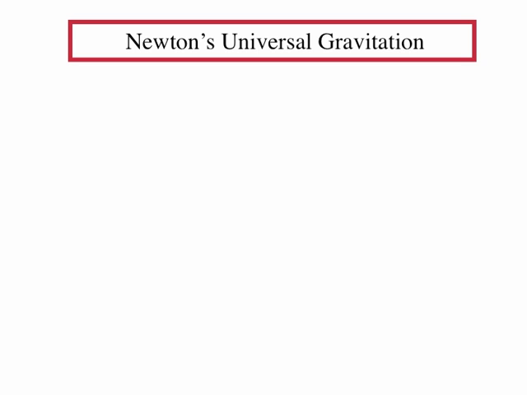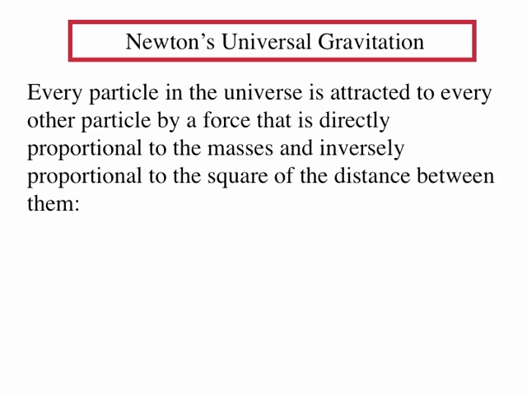In discussing Newton's universal gravitation, we need to understand what that actually is. Newton theorized that not only planets have gravity, but that every mass has gravity. Every mass is attracted to every other mass in the universe, proportional to their masses, and inversely proportional to the square of the distance between them.